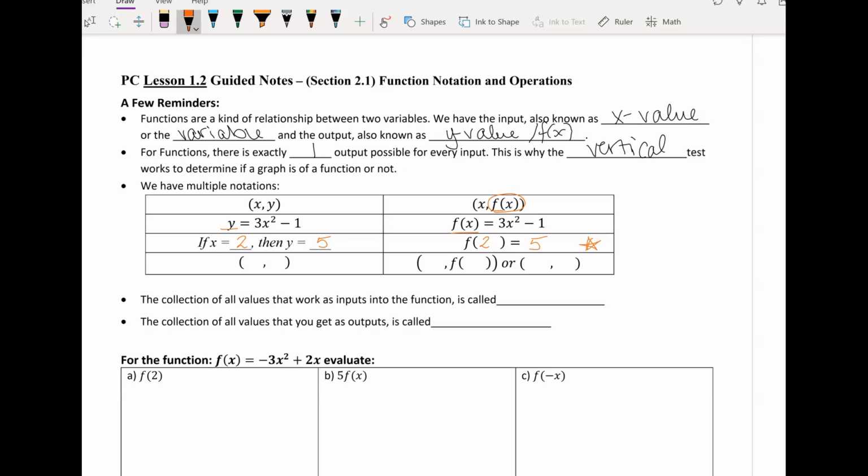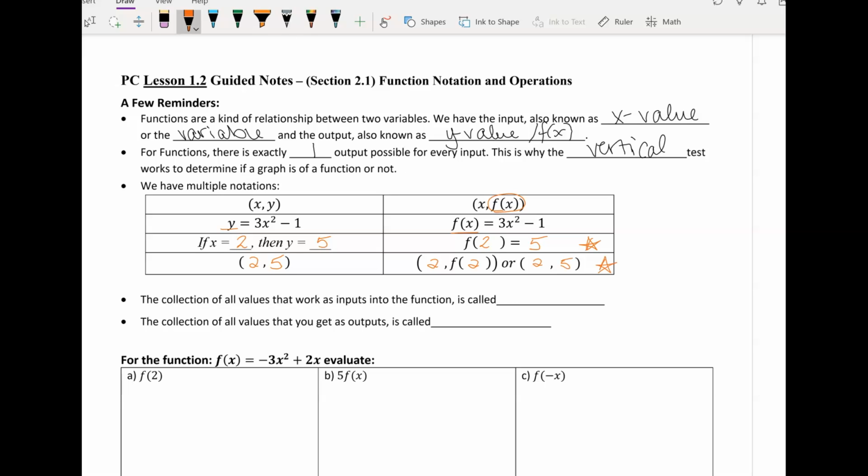This one is super important. f of 2 equals 5. If x is 2, then y is 5. How would we write that? We would just say 2 comma 5. In our fancy notation, we would say 2 comma f of 2, because again, this is y when x is 2, or 2 comma 5.